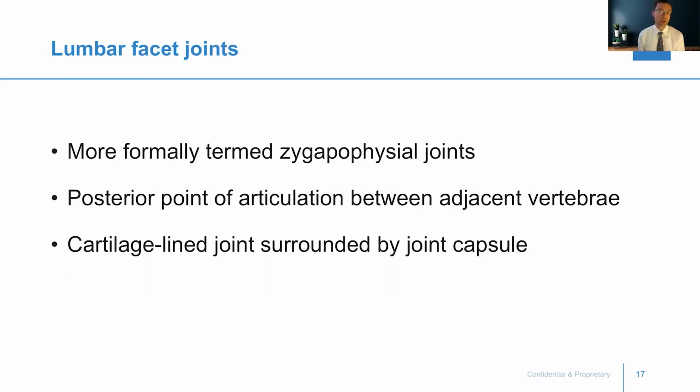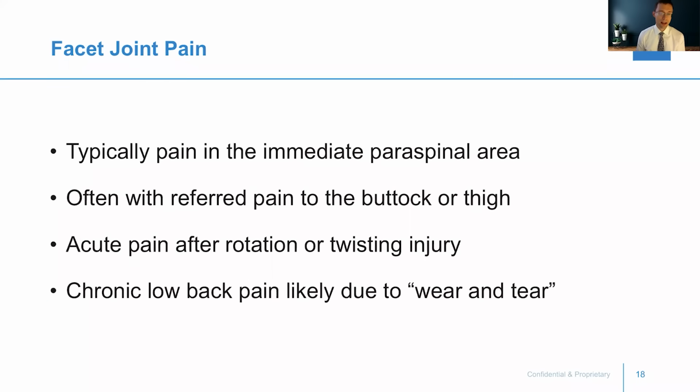Lumbar facet joints are more formally called zygapophyseal joints, and they are the posterior point of articulation between adjacent vertebrae. They're a cartilage-lined joint surrounded by a joint capsule, just like many other joints in the body. They contain joint fluid, and they are a common source of back pain. Pain in the facet joints will typically show up as pain in the immediate paraspinal area, the area next to the spine on either side in the low back, often accompanied by pain referring to the buttock or thigh. Referred pain just describes pain which is from a different body part than the one that it is felt in.